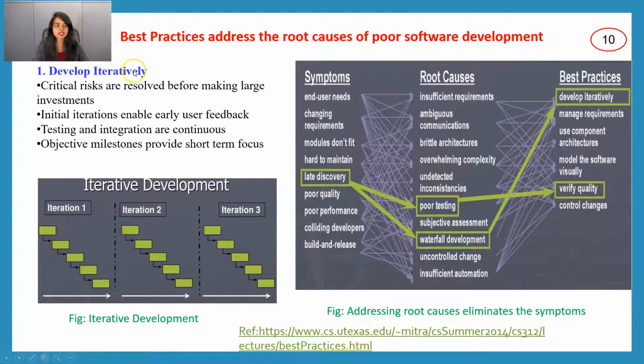First one is develop iteratively. In developing iteratively, we develop our project in different iterations like iteration 1, 2, 3. Critical risks are resolved before making a large investment. Initial iterations enable early user feedback, and testing and integration are continuous. Objective milestones are provided for short-term focus. So developing iteratively is very important for any project.